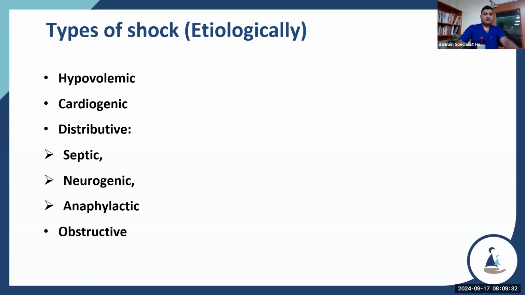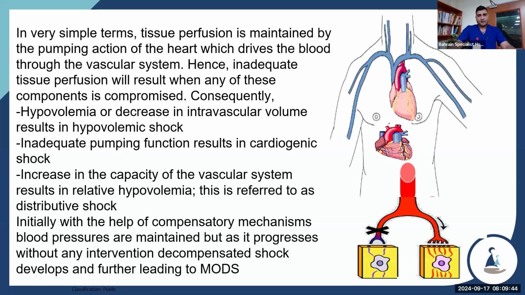Types of shock, etiologically: there is hypovolemic shock, cardiogenic shock, distributive shock, which is further divided into septic, neurogenic, and anaphylactic shock, and obstructive shock. To summarize in very simple terms, tissue perfusion is maintained by the pumping action of the heart, which drives the blood through the vascular system. Hence, inadequate tissue perfusion will result when any of these components is compromised.